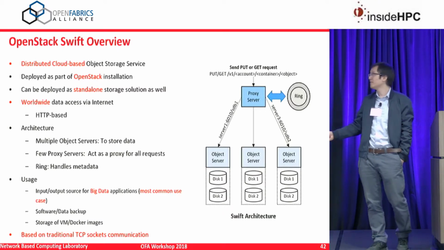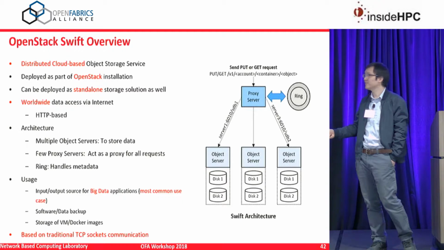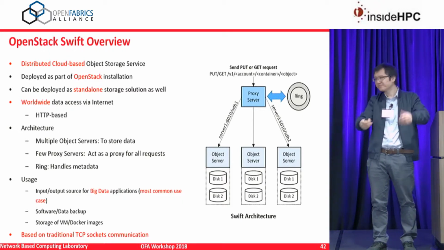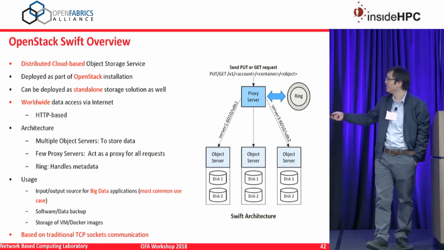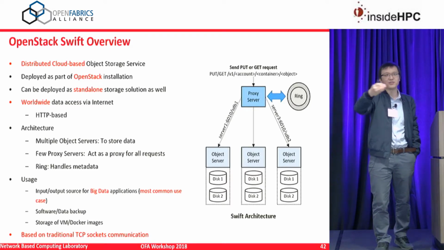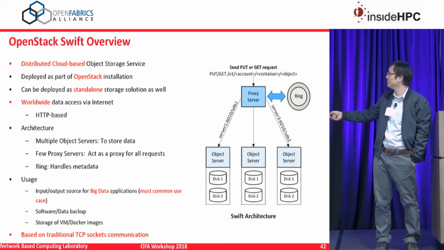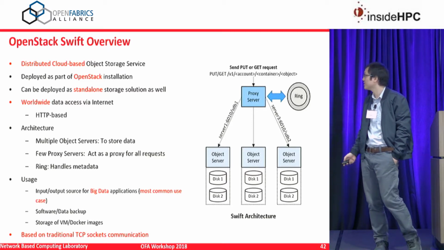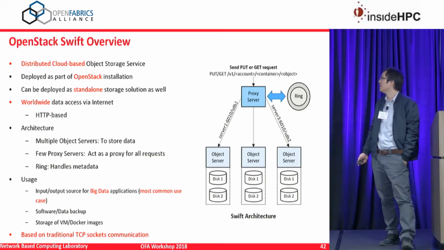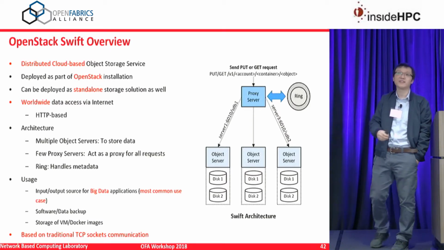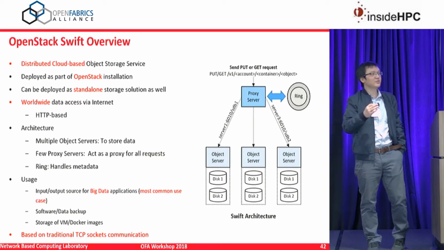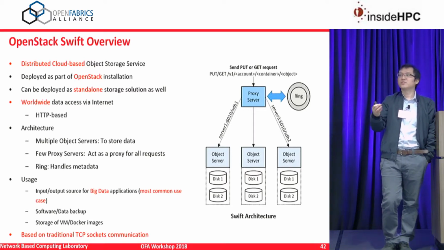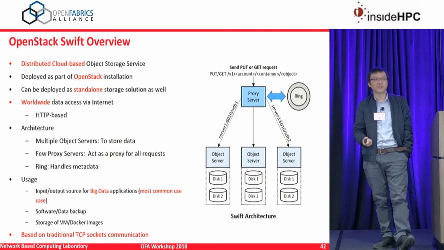You have object servers, and then you have a proxy server. The proxy server sits in your security layer. Because of the firewall and those kinds of things, you need a proxy server to collect all the requests, and then it distributes those requests to the back-end object storage servers. This is the architecture of Swift, and it supports both put and get operations. Once you try to store some object in Swift, you do a put, and when you want to get it back, you do a Swift get.